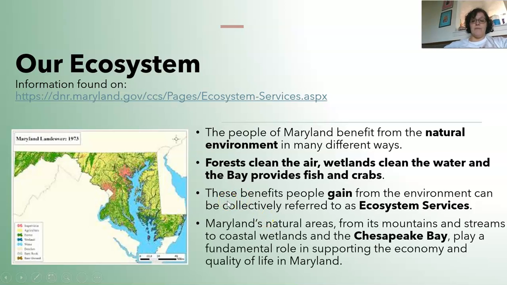Maryland's natural areas, from its mountains and streams to coastal wetlands and the Chesapeake Bay, play a fundamental role in supporting the economy and quality of life here in Maryland.